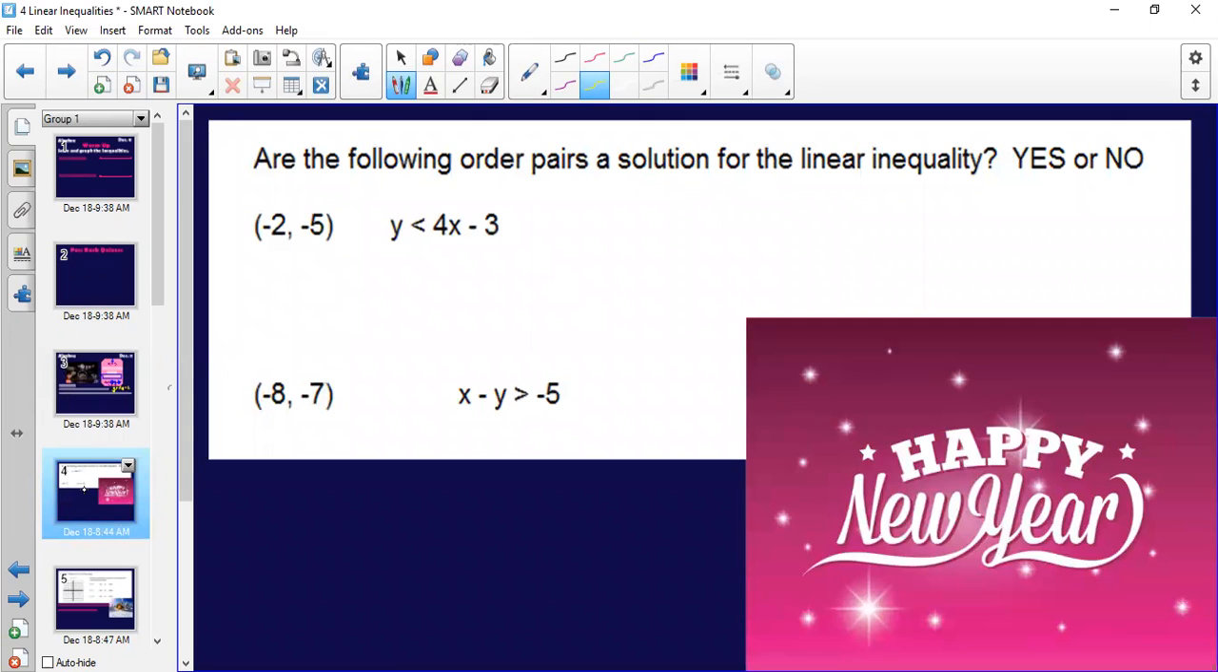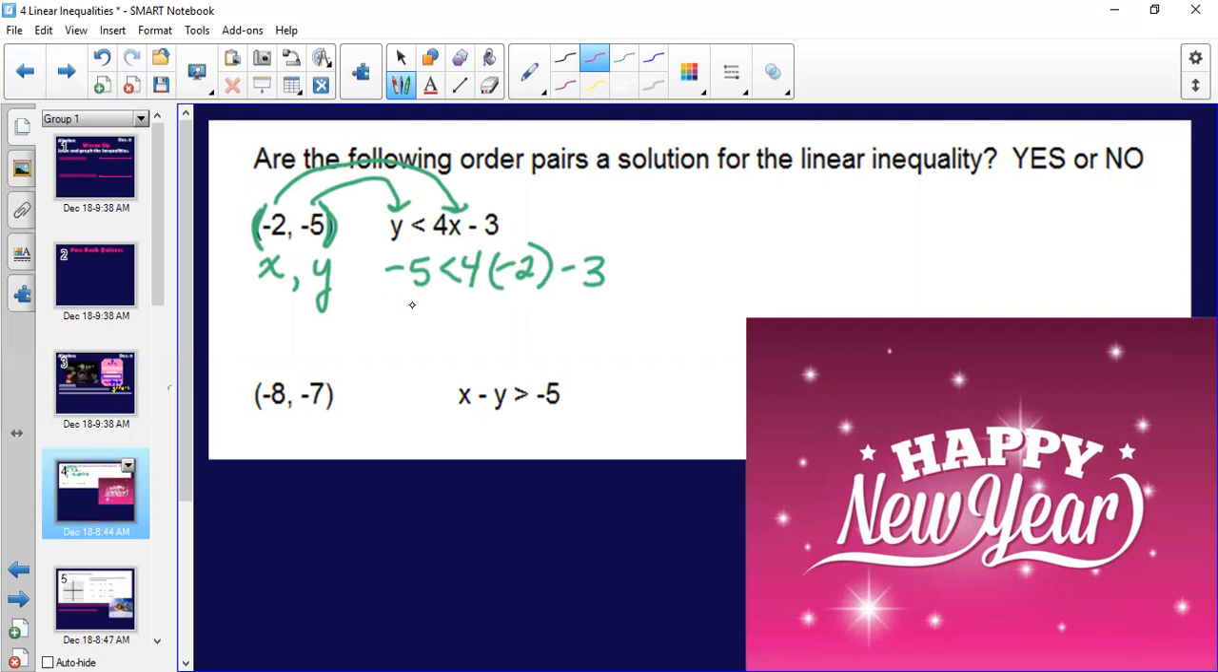First off, let's just know how to determine if something is a solution or not. We did this with equations, we just hadn't done it with inequalities yet. If I'm given a point, we always know that the first number is the x and the second number is the y. To know if it's a solution, just like on equations, plug in the x and plug in the y and see if the inequality is true. So -5 is less than 4 times -2 minus 3. We have to see if this is true.